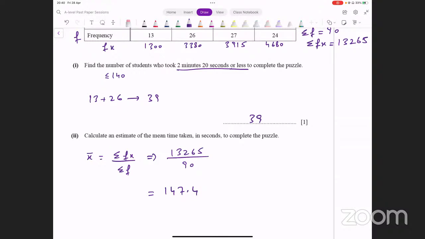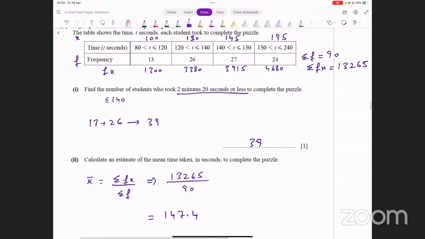Okay, उसने seconds में पूछा था, तो ये seconds में आ रहा है because हम seconds में ही values use कर रहे हैं. ठीक है, so it's 147.4 that I am getting here.